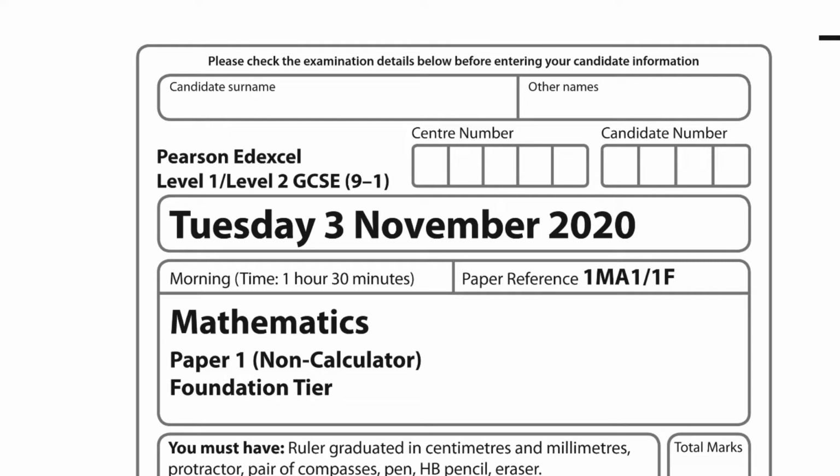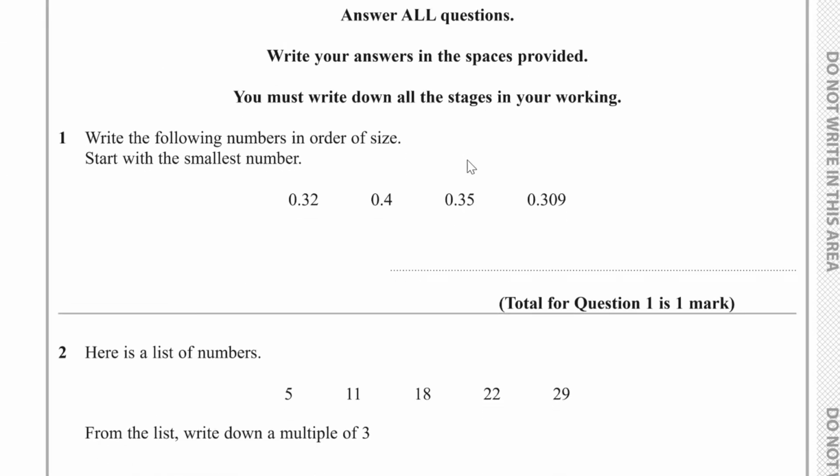Hi guys, this is the Edexcel GCSE Maths Paper 1 from the foundation tier, and it's from the November 2020 series. Question 1. We have to write the following numbers in order of size. Start with the smallest number.